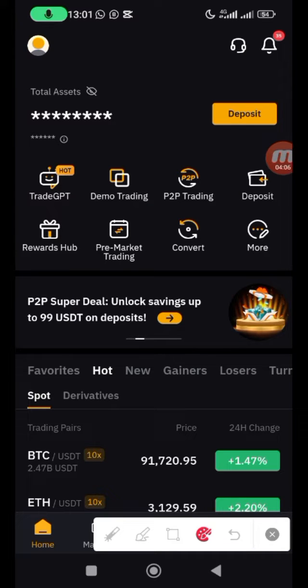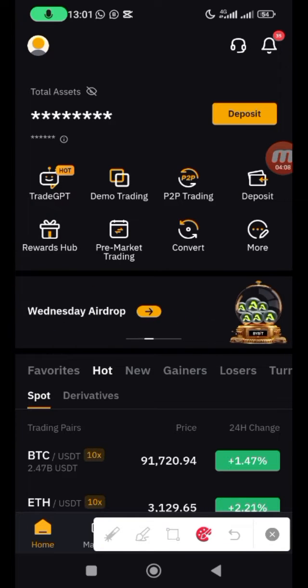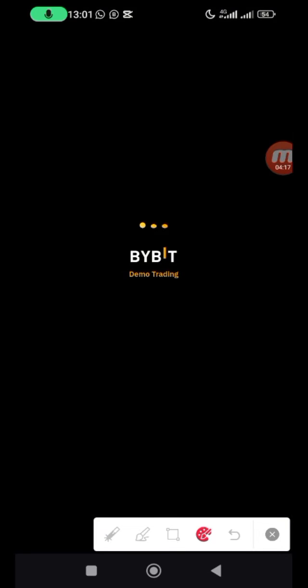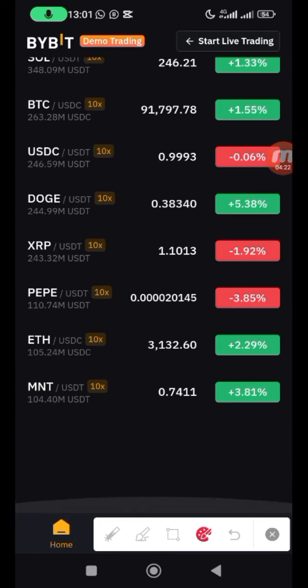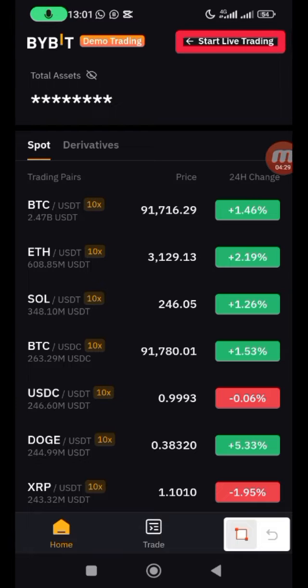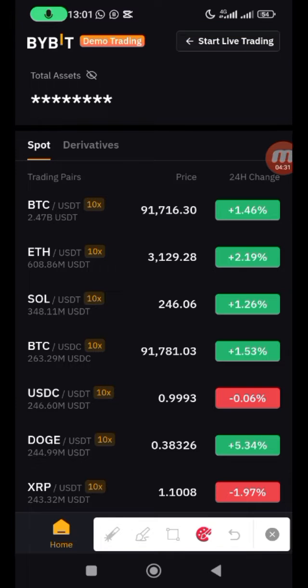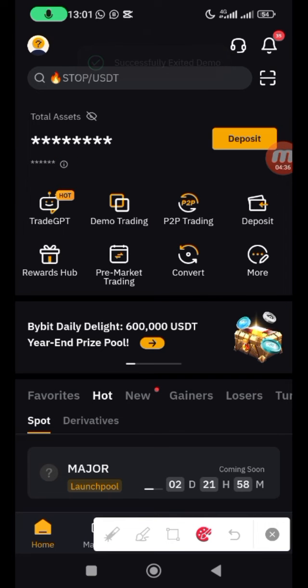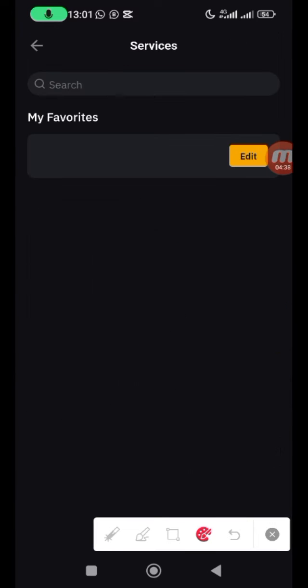Over here we have trade strategy and demo trade. Demo trade is for when it's your first time. You can click on demo trading and use it to learn how to trade, because it's not real money. Let's check it out. So this is how it looks. Let me go back to start live trading. If you want to go back, just click on the above, and you go back.